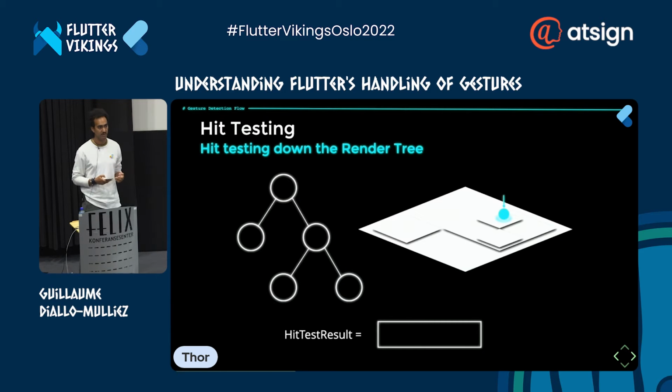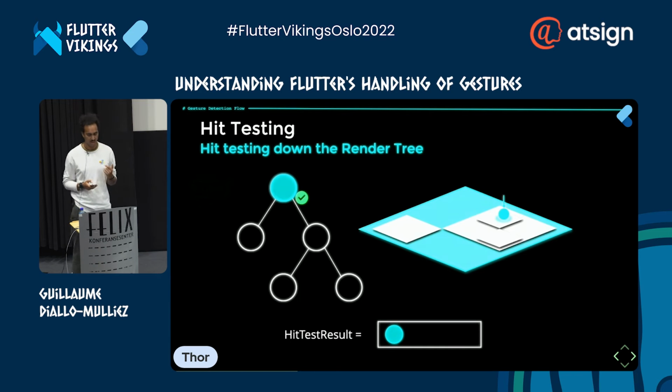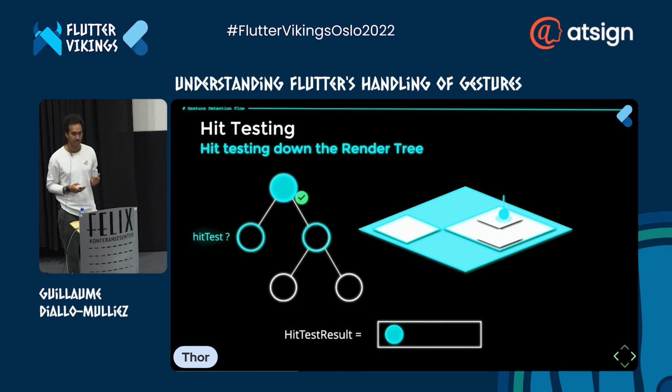Then we perform our hit test. We ask the first widget of the stack, okay, are you hit by this pointer? Meaning, is the pointer within your range, within your frame? The answer is yes for this one. So we add this render object to the hit test result, and we know that this is responsive to the hit test. Now, we perform the hit test on the second layer, the children of this first responsive object.